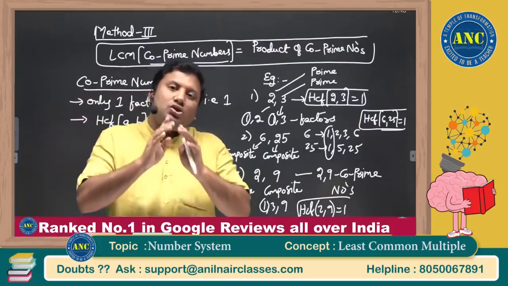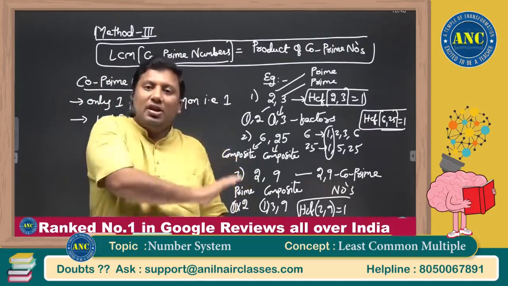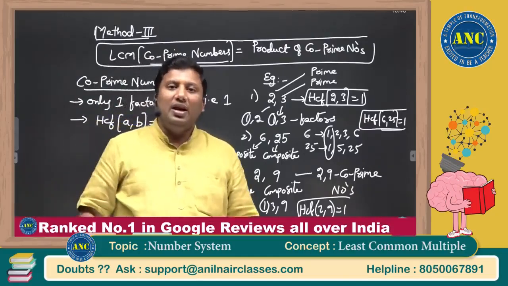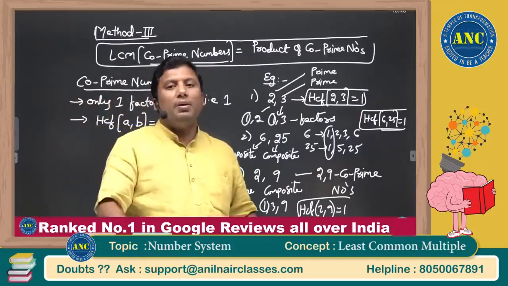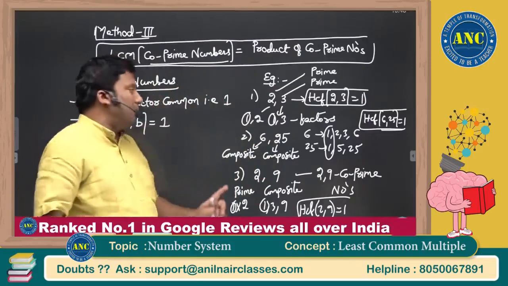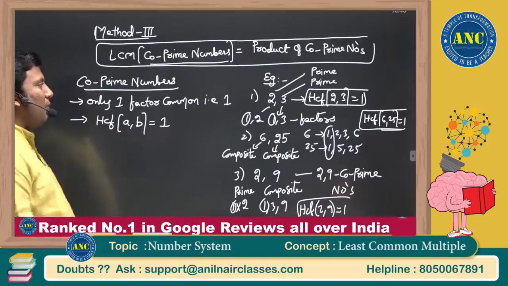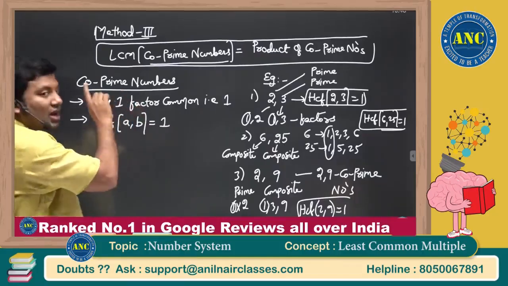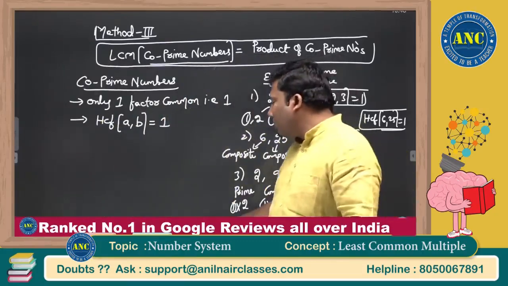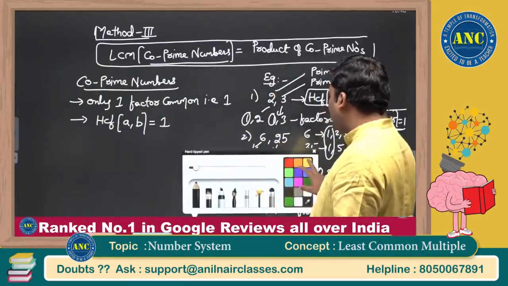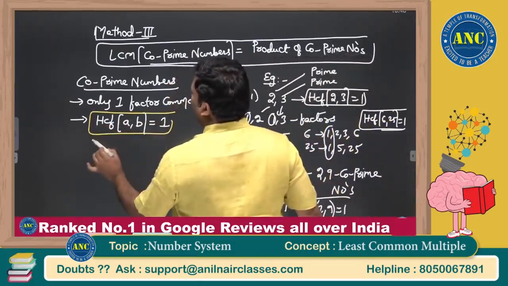For A comma B to be co-prime numbers, it is not mandatory that A comma B both should be prime numbers. Both can be prime numbers, both may not be prime numbers. Both can be composite, one can be prime, another can be composite. Extremely important point. Just because there is the word prime in co-prime numbers does not mean that we should take only prime numbers. Write down HCF of A comma B equivalent to 1.